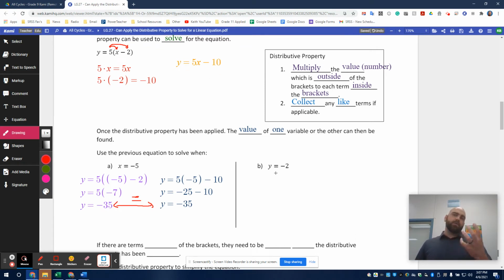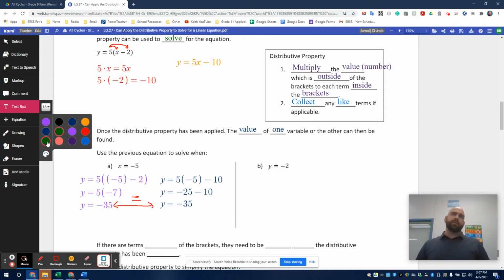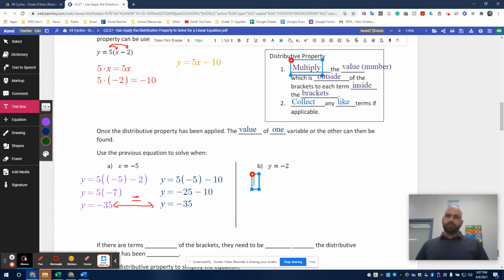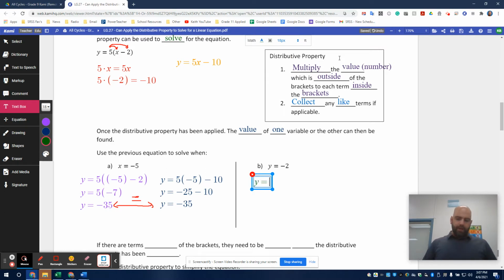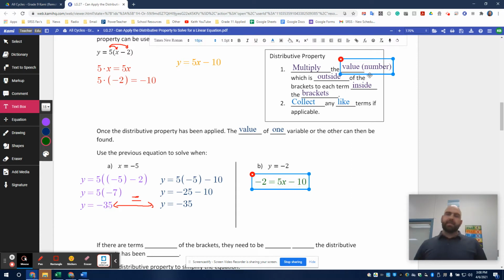For the second one, let's say that we are told that y is negative 2. Now we need to solve for x. It's going to be a lot easier if we use the distributive property before we solve for x. So y, which we already know is negative 2, is equal to 5x minus 10. In this case, we can just solve instead of worrying about brackets, which can really turn things around a little bit and make it not quite so nice. So using the distributive property makes it a lot nicer.